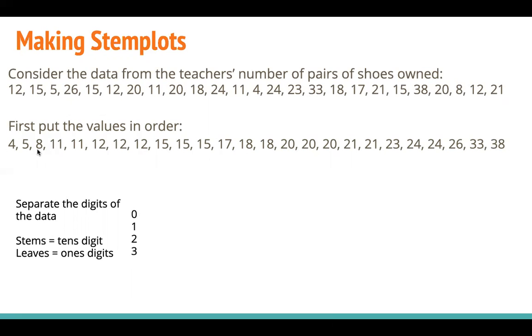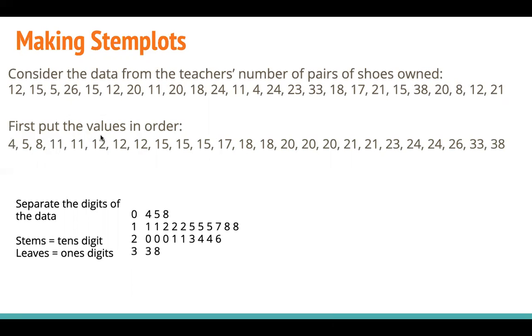Now I'm basically going to truncate these numbers. So I'm only going to record in the leaves the second digit. So 4, 5, and 8, those are all in the leaves. So I put 4, 5, 8. For the 11 through 18, I'm going to record the second digit. So 11 becomes a 1.